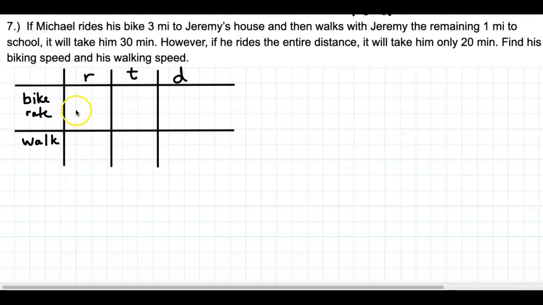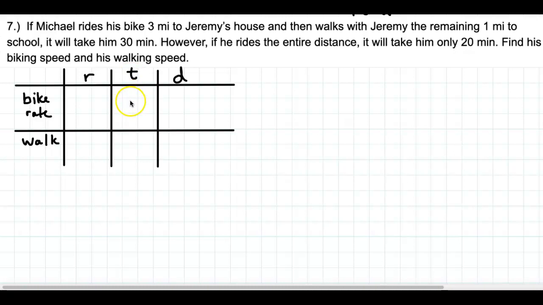Alright, so we're looking at two pieces of a trip. So the first 3 miles is on the bike. So that's the bike right here. He's riding the bike, and then he meets his friend Jeremy, and then the remaining mile they walk to school. The whole trip takes 30 minutes.